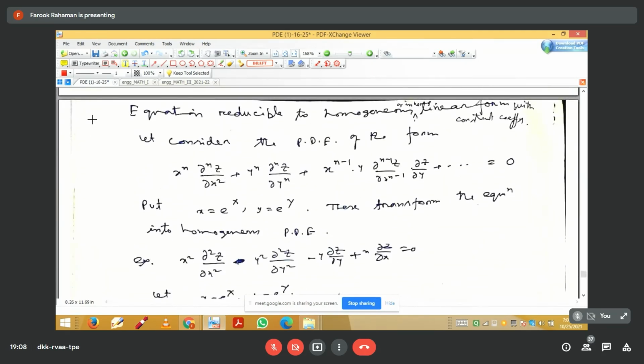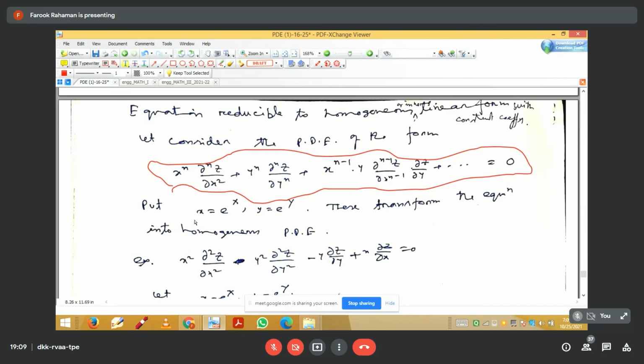And this one, if a function is of a particular form, it can be written in homogeneous partial differential form by using the transformation like this. That is, small x is e to the power capital X and small y is e to the power capital Y. If you use this transformation, then this differential equation becomes the homogeneous one. And if you get the homogeneous one, you can easily solve.